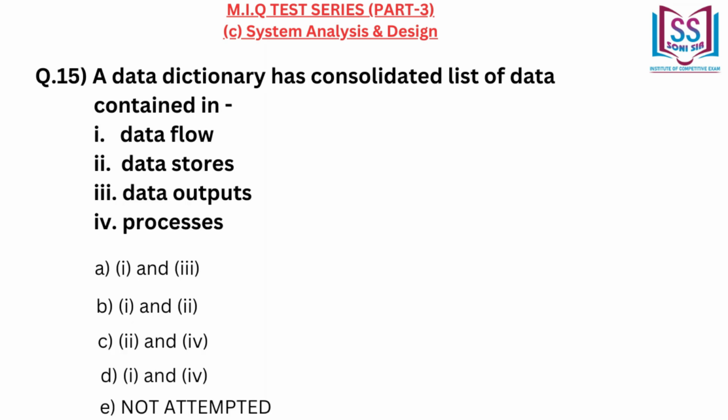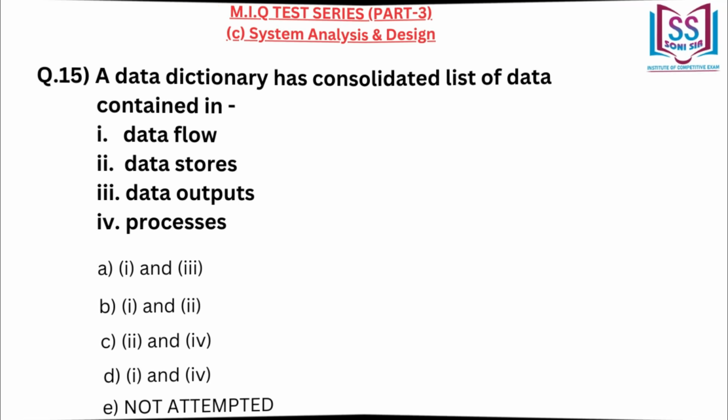A data dictionary has consolidated list of data contained in 1. Data flows, 2. Data stores, 3. Data outputs, 4. Processes. A. 1 and 3, B. 1 and 2, C. 2 and 4, D. 1 and 4.